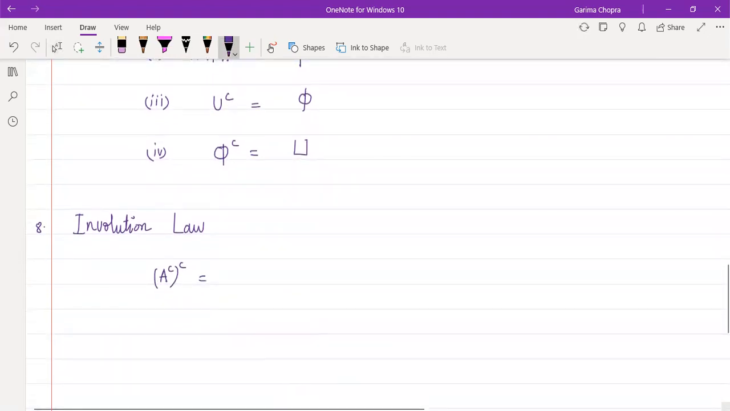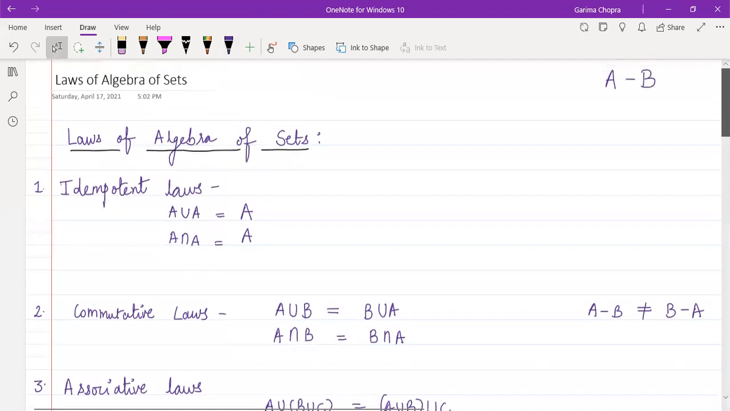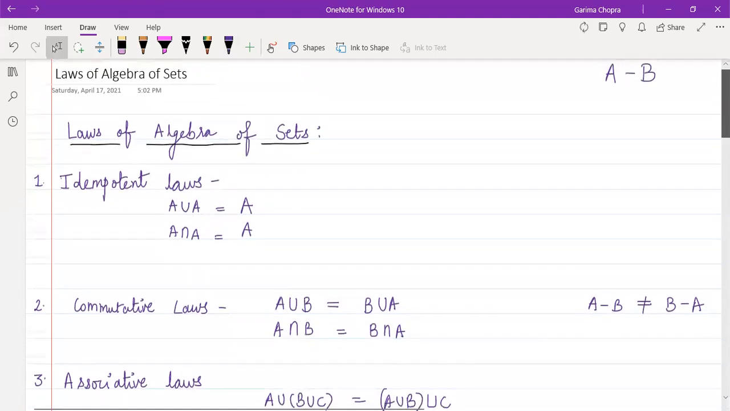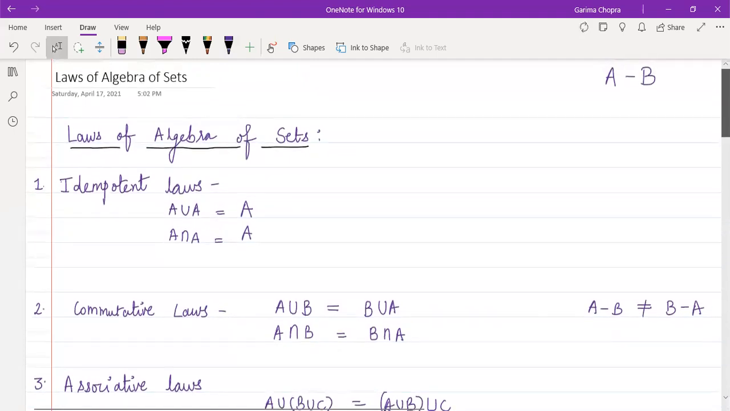And the last one is the involution law. In this, again, we consider the complement operation. And here we are taking the complement of the complement of set A. So it will be A. So we have these laws which can be proved also, and we should know how we can prove these laws.